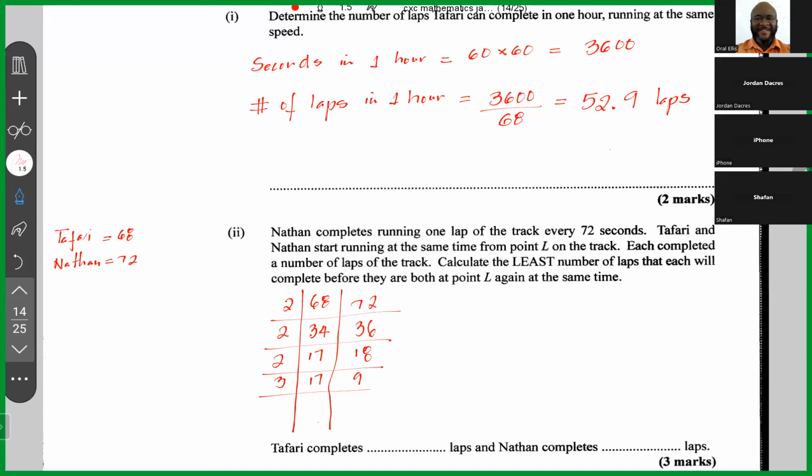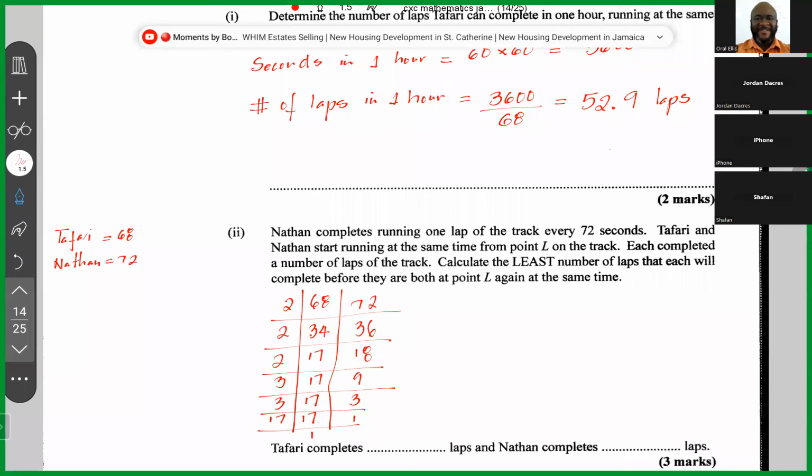When you can't try 2 anymore, you move on to the next prime number, which is 3. 3 cannot go into 17 without a remainder, so you write it back. 3 into 9 is 3. Try 3 again. You get 1. You write back your 17. The last prime number you're going to try is 17. Now you're finished when 1 is at the bottom of every column.